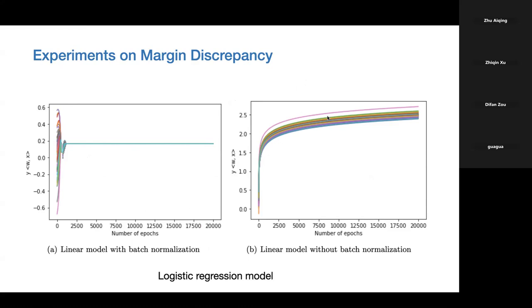So this is just some empirical result on synthetic data to highlight the difference between training with batch normalization and training without batch normalization, which also justifies our theorem. And we can also see that the margin convergence is pretty quick for the model with batch normalization, and if we do not have batch normalization, it is still converging after many epochs.